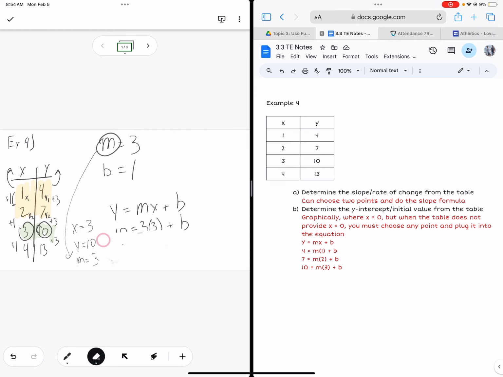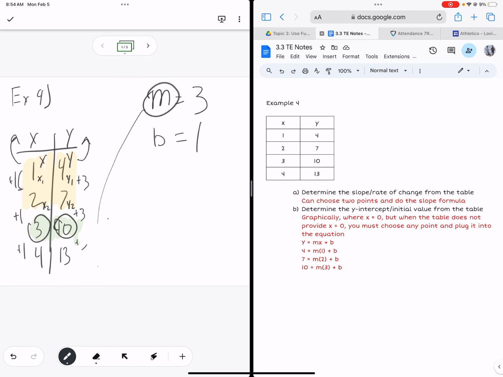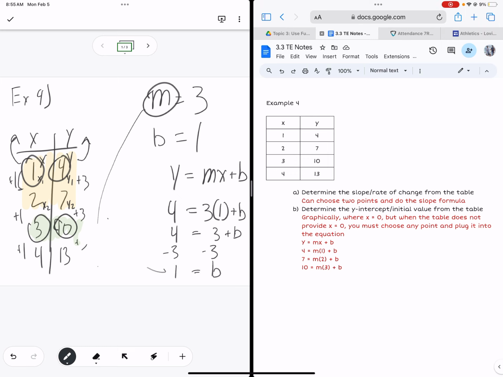Now, you can use any point that you want on this graph. So let's use the first point. If this equals y and this equals x, I'll just plug it into my formula, right? y equals mx plus b. I know that m equals 3, x equals 1, y equals 4, plus b. And then you go ahead and solve, and it would be 3 plus b equals 4. You subtract 3 from both sides, so you would get 1 equals b.